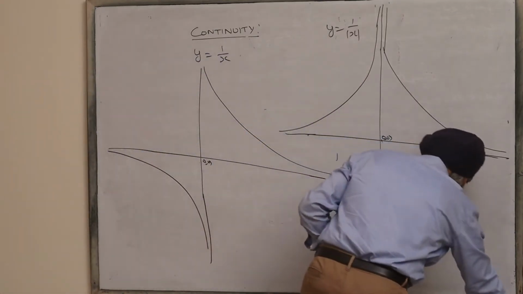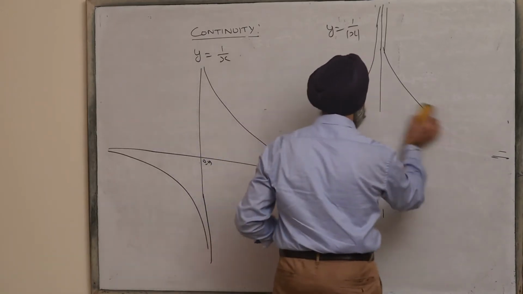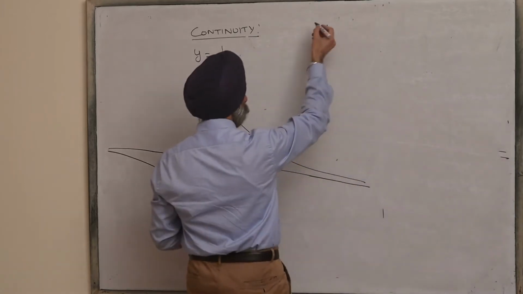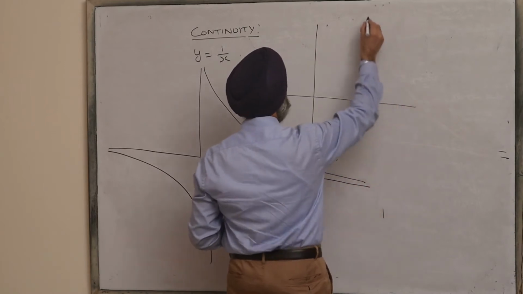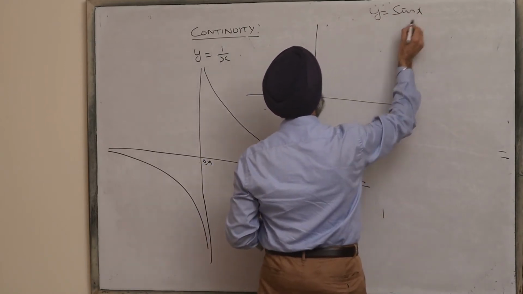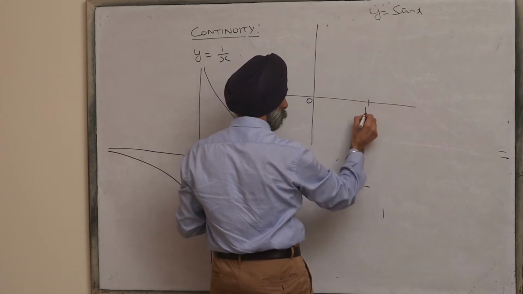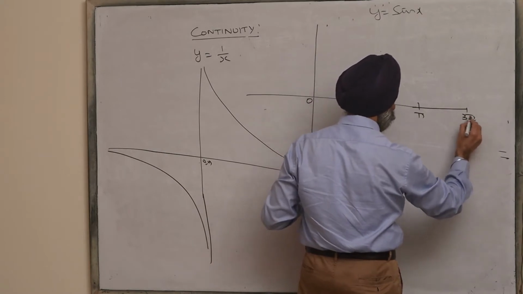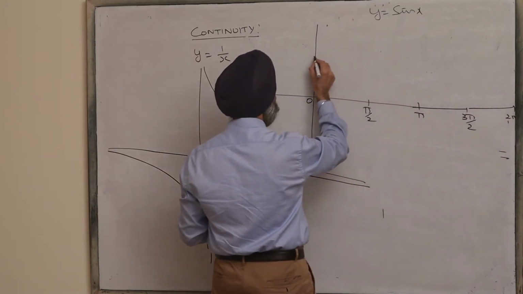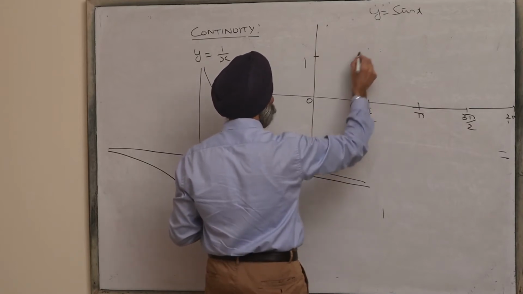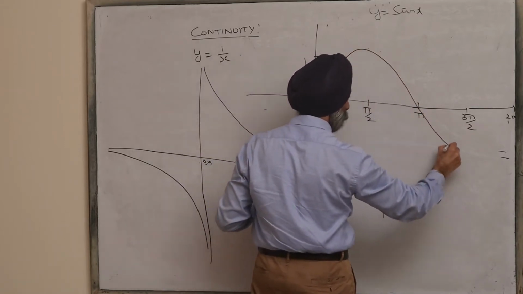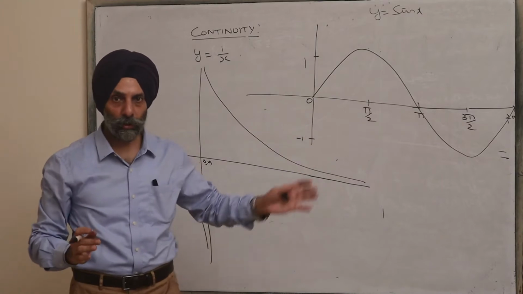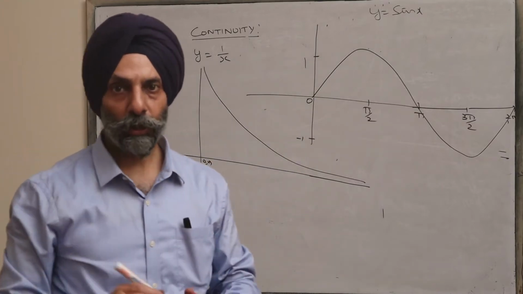So this is going to be the graph of a discontinuous function. Then how do we plot the graph of a continuous function? For example, the trigonometric function y is equal to sin x. This is 0, this is pi by 2, this is pi, this is 3 pi by 2, and this is 2 pi. This value is 1, this value is minus 1. So this is your sine curve. You can say that this graph is continuous. There is no break, no jump. Hence this is the graph of a continuous function.